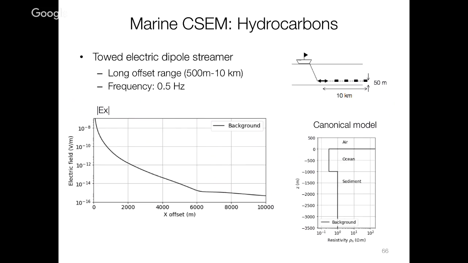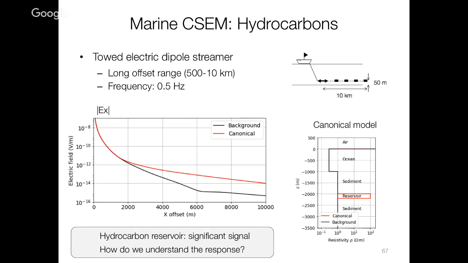But now let's put in a hydrocarbon layer at about 2 kilometers depth. So we'll put in a reservoir, and we're going to take a look at what happens here. We're going to put a particular frequency in here. So we've got an electric dipole. We're not going to just put a square wave in and shut off. We're actually going to put in a harmonic signal.